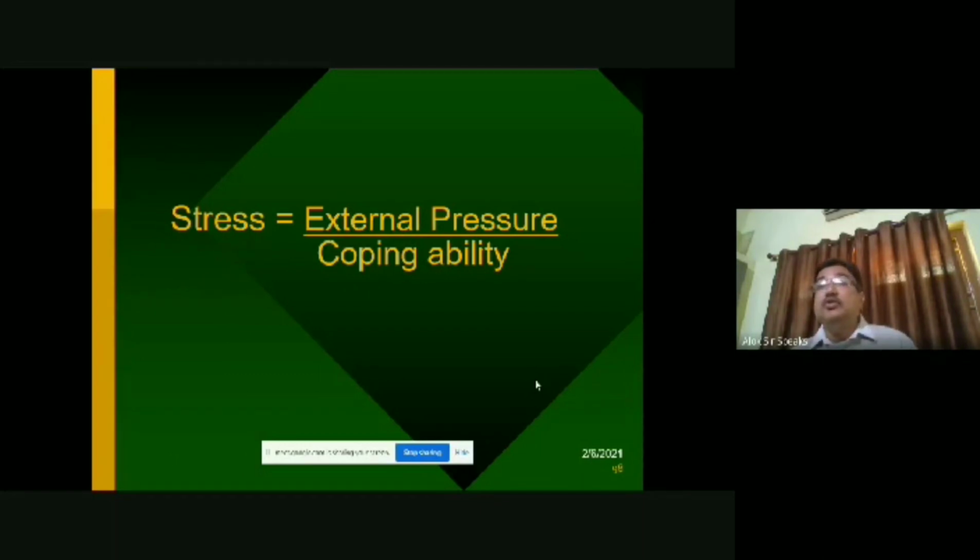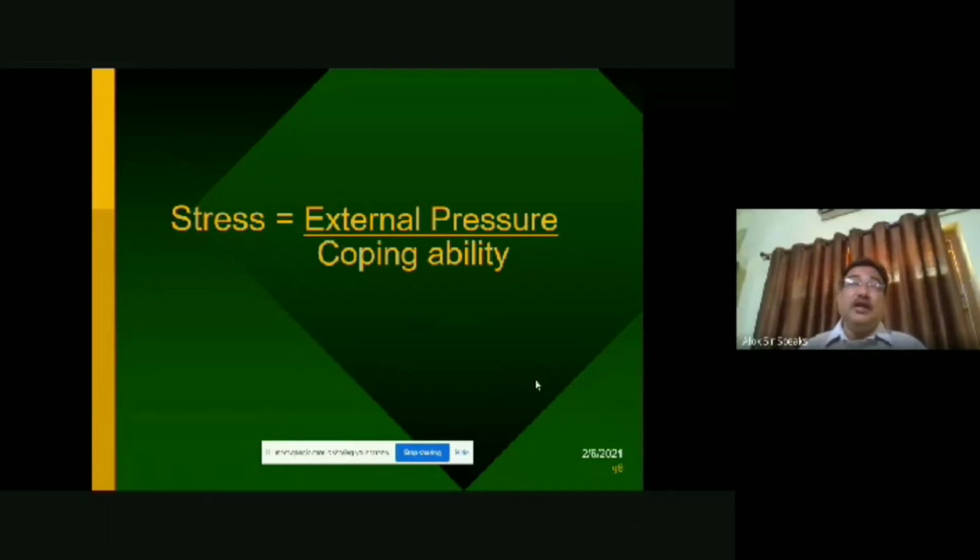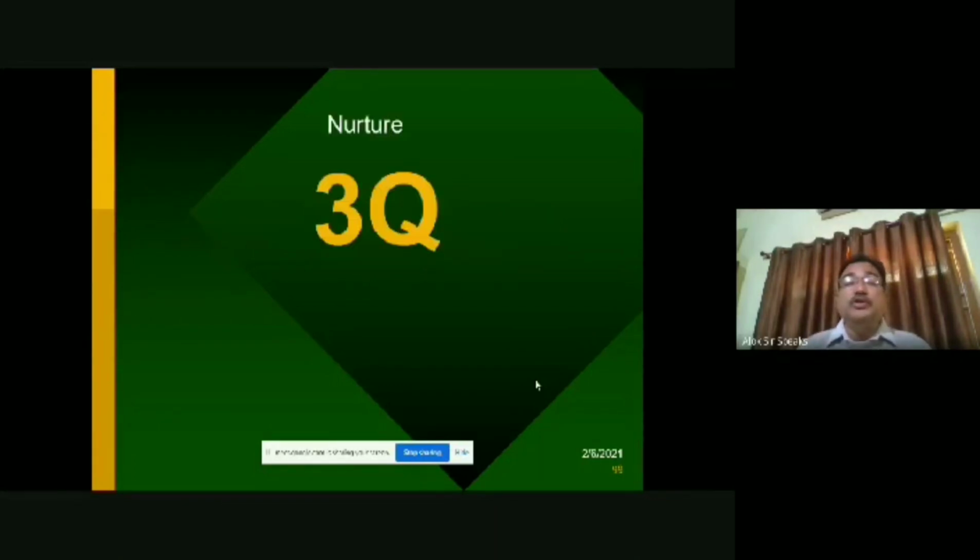How to increase that coping ability? Because had it been there, even people at high places would not collapse. Sometimes they are not able to take pressures, and they also come out with disastrous results, because they lack coping ability. So how to improve your coping ability? Because only and only by improving your coping ability can you reduce your stress.